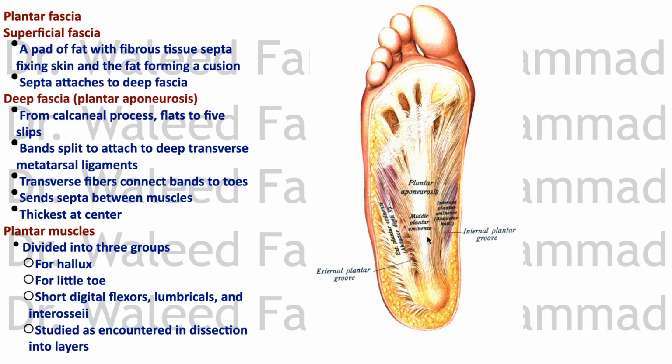This is the most inferior structure. When we dissect, we are going superior till we hit the roof, which is the bones of the foot, the undersurface of the bones of the foot. I hope you're oriented now.